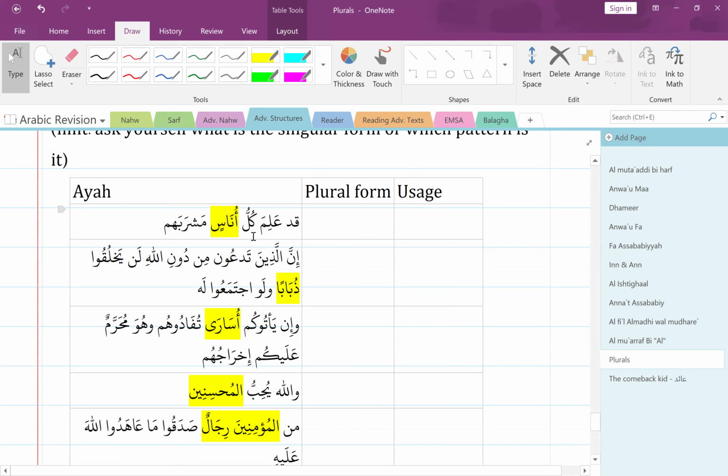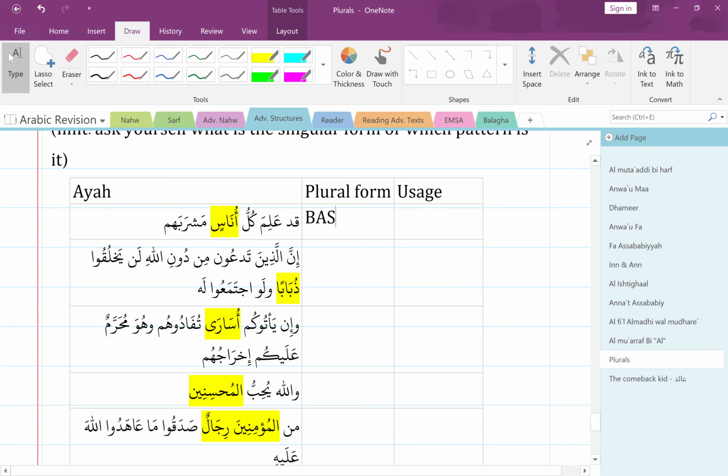Okay. Now it's a broken plural, but what kind of broken plural is it? I could ask myself, what is the singular version? If I know the singular version, it could help me. If I don't know the singular version, then I look at the meaning. What does unas mean? It means people. And what do we know about that kind of word? It's plural because the Arabs said so. So this one becomes an ismul jama, plural because the Arabs said so.